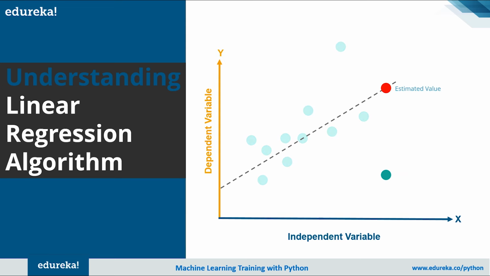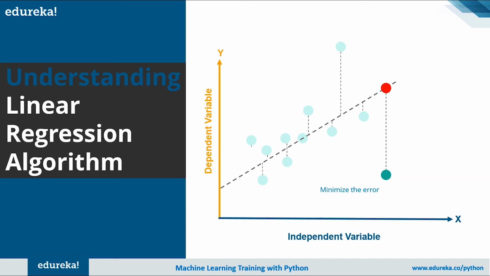Now suppose this is our estimated value or the predicted value, and this is our actual value. Okay, so our main goal is to reduce this error, that is, to reduce the distance between the estimated or predicted value and the actual value. The best fit line would be the one which has the least error or the least difference between the estimated value and the actual value. All right. In other words, we have to minimize the error.